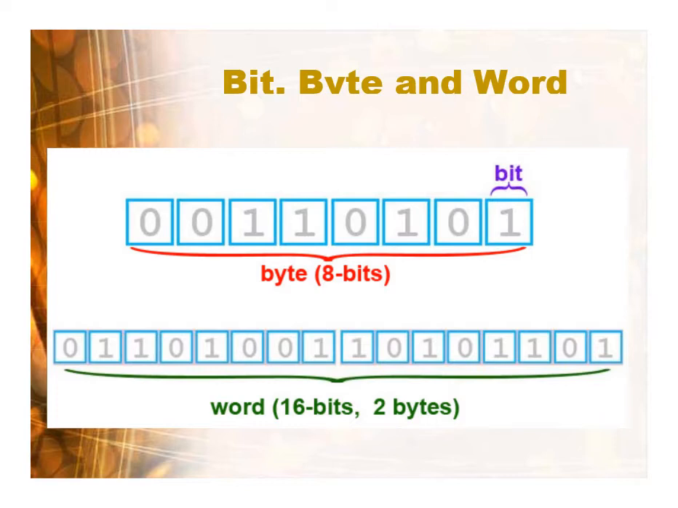Okay, so 1 bit, either 1 or 0. When you group together 8 bits, it becomes 1 byte. And 1 word is a combination of 2 bytes or 16 bits.